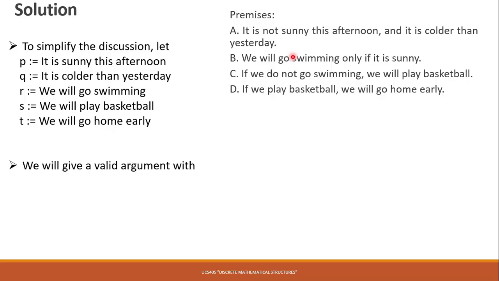So we will write our premises in the form of propositional variables. First, it is not sunny this afternoon and it is colder than yesterday. So it is negation P and Q. Second is we will go swimming only if it is sunny. That is R implies P. Third is if we do not go swimming, we will play basketball. That is negation R implies S. Last, if we play basketball, we will go home early. That is S implies T. Now, using these 4 premises and the rules of inference, we have to prove that T is also true.